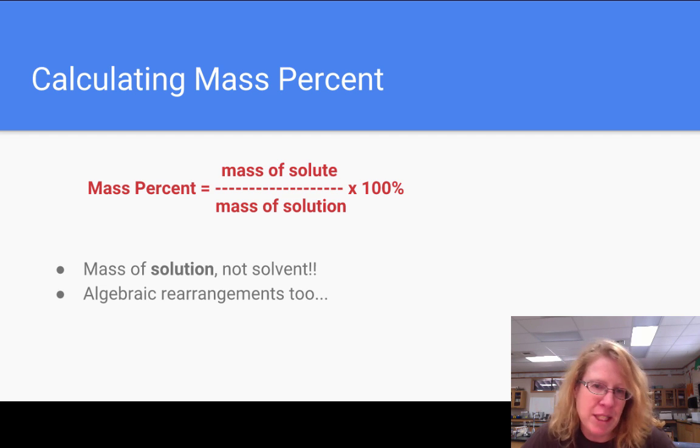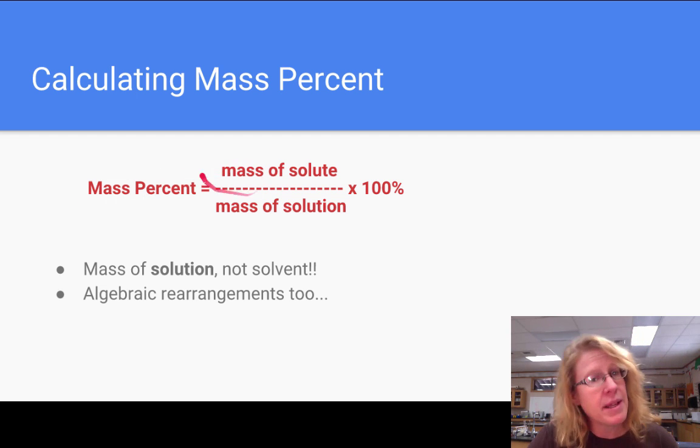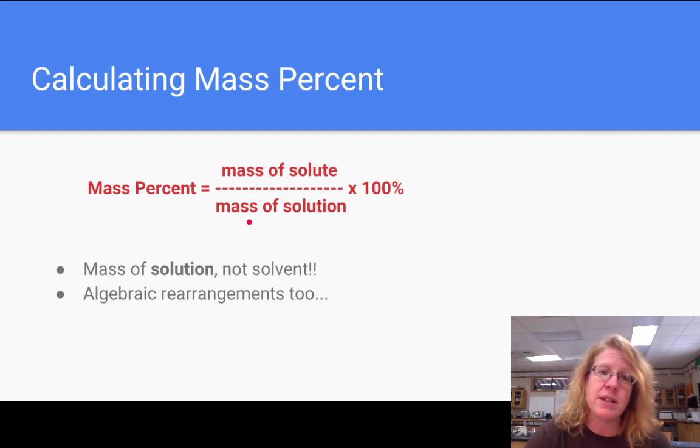Keep in mind that I will ask you to be able to do algebraic rearrangements. So given any two of these three, you should be able to solve for the other one. It's not just, if I give you this one and this one, can you divide? But what if I give you mass percent and the mass of the solution? Can you calculate the mass of the solute? Or if I give you mass percent and the mass of the solute, could you calculate the mass of the solution? That's what I mean by algebraic rearrangement. So don't forget to brush up on your basic algebra skills.